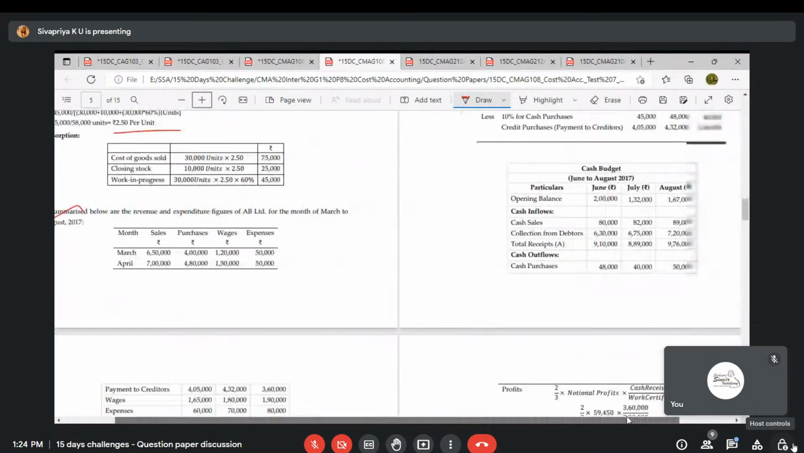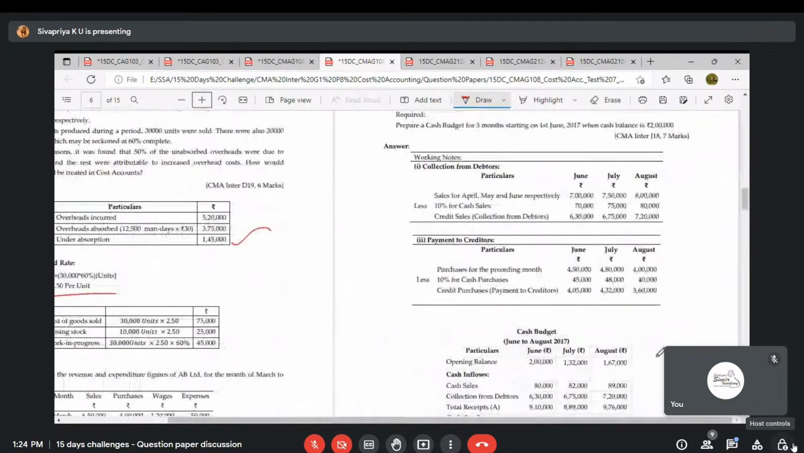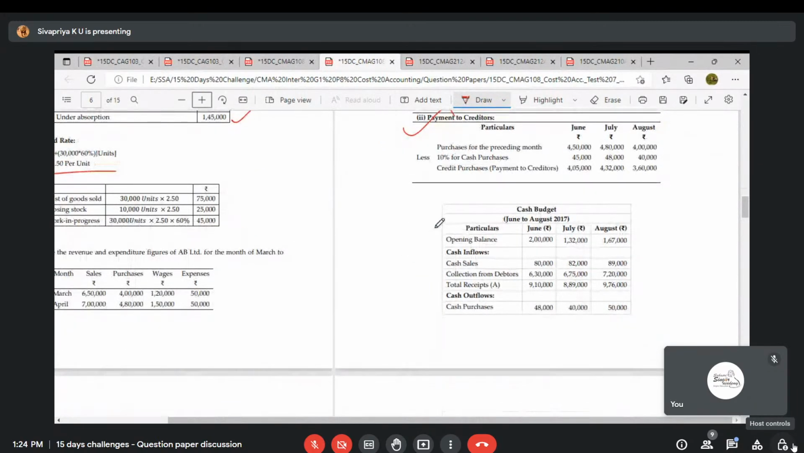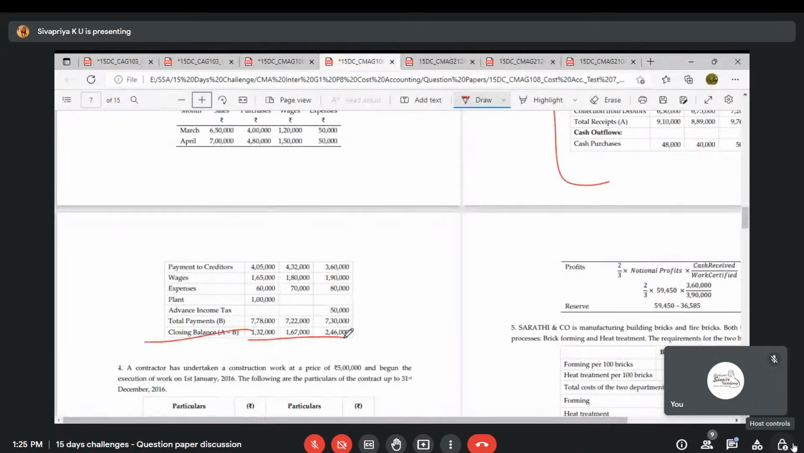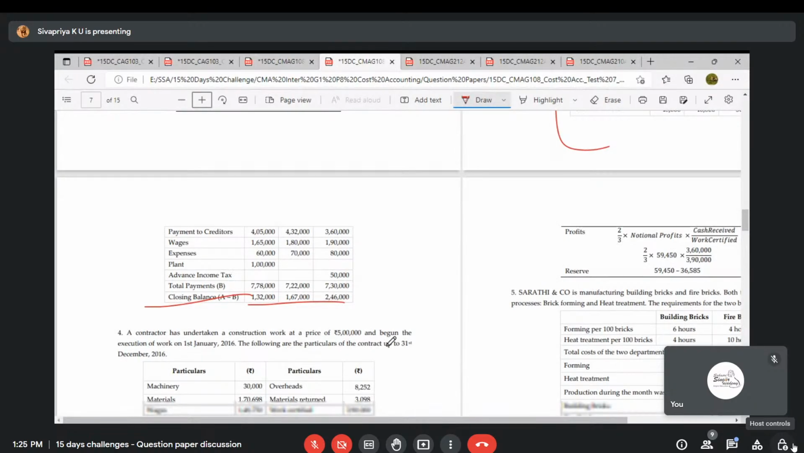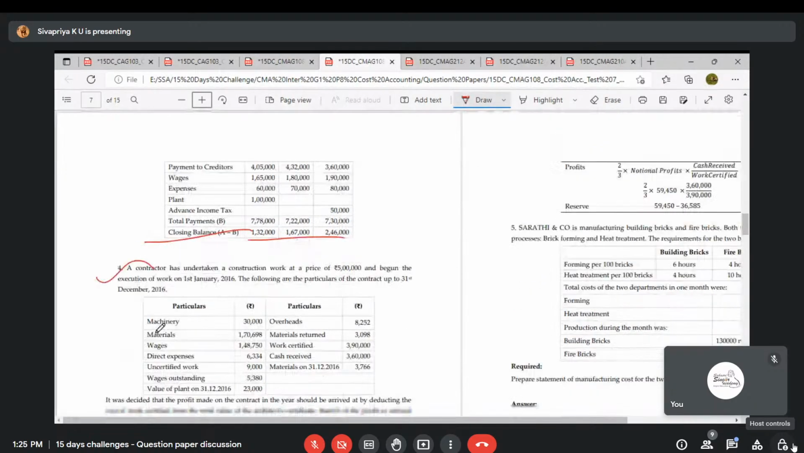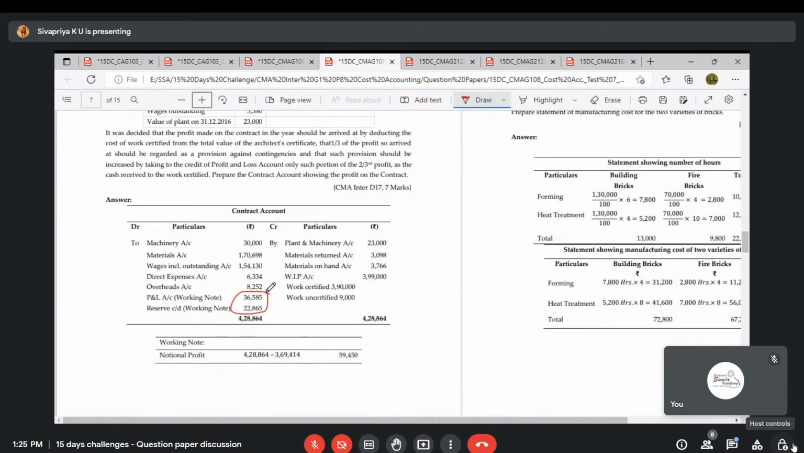Question number 3. This is cash budget for 3 months. அதுக்கான working notes. Number 1, debtors. Number 2, payment to creditors. So this is the cash budget. Opening balance, add cash inflows and less the cash outflows. And the answer is closing balance: 1,32,000, 1,67,000 and 2,46,000. Question number 4. Contract account.